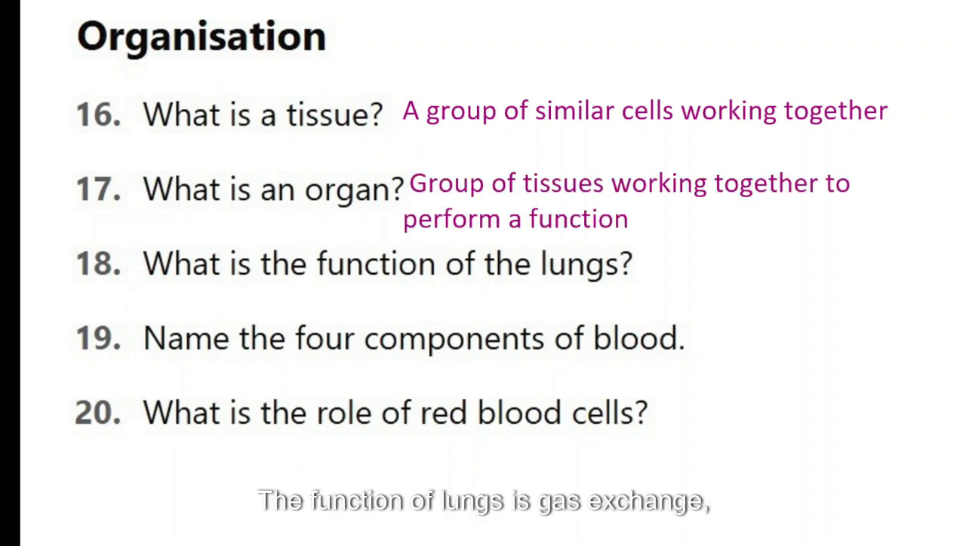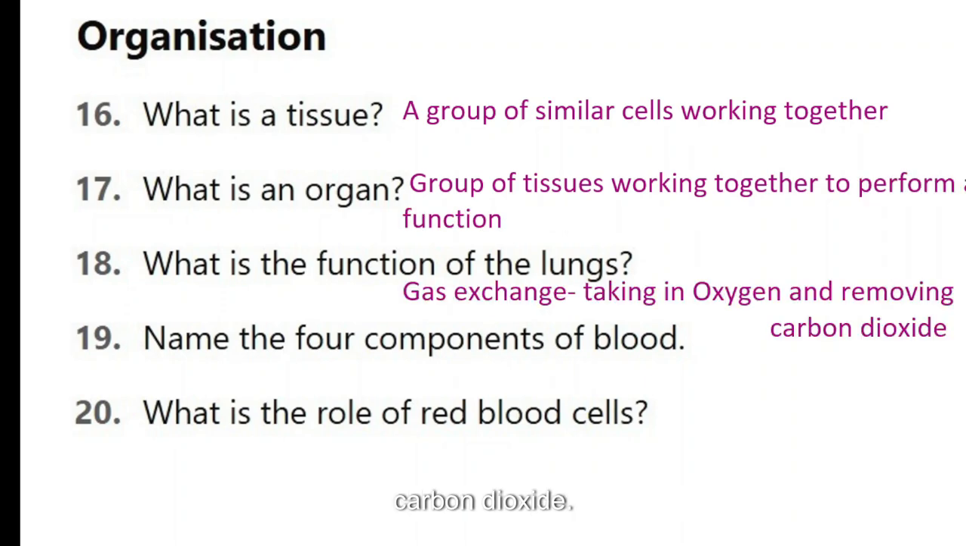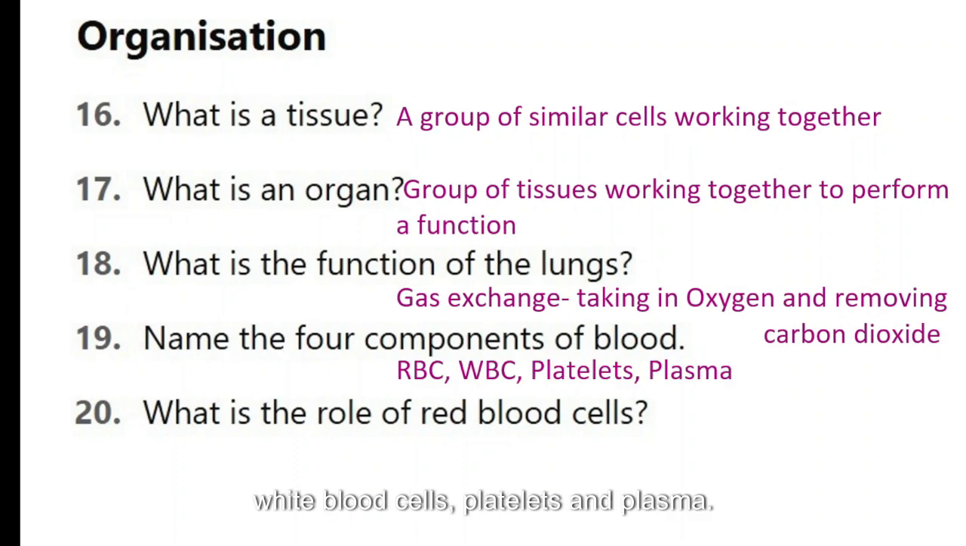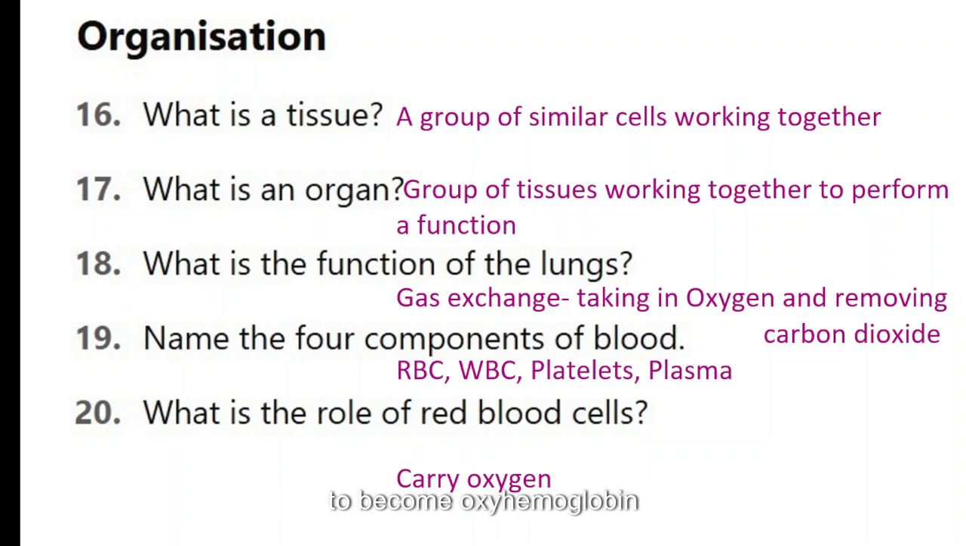The function of lungs is gas exchange, which means taking in oxygen and removing carbon dioxide. The 4 components of blood are red blood cells, RBC, white blood cells, platelets, and plasma. The role of red blood cells is carrying oxygen. Red blood cells contain a pigment called hemoglobin, and in lungs, hemoglobin binds with oxygen to become oxyhemoglobin. And in body tissues, the exact opposite happens, and it releases oxygen.